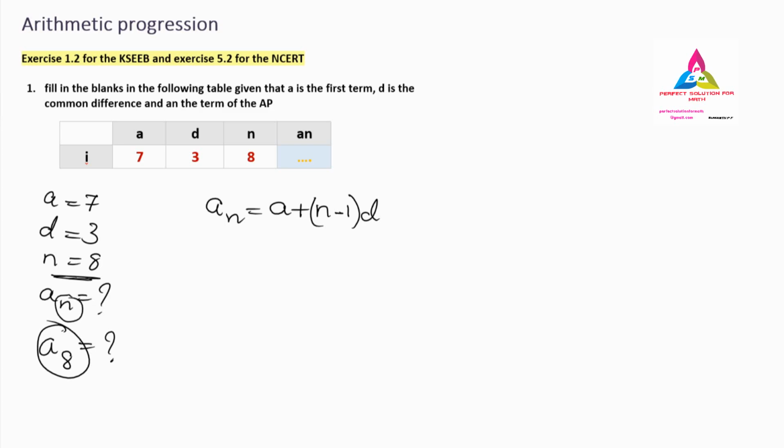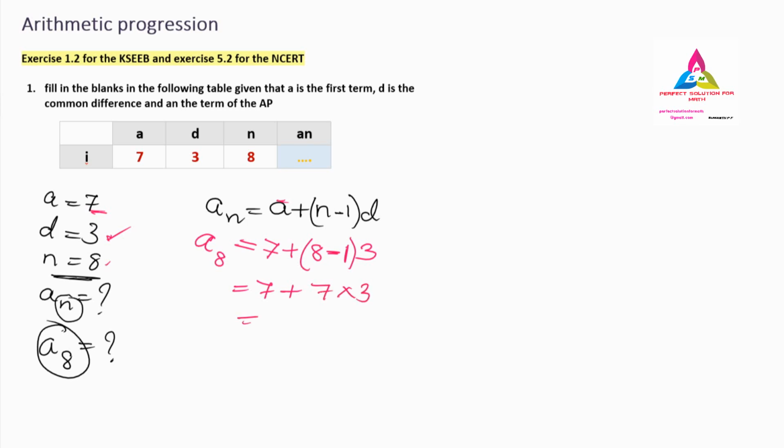So we will write A8 in this position, that is equal to, what is the A value? A value is 7. So substitute that 7. Next we will write plus, then we have the N value. What is the N value? N value is nothing but 8. 8 minus 1, we will write as it is, but what is the D value? D value is given as 3. So we will substitute that in the formula. So 7 plus 8 minus 1, 7 into 3.